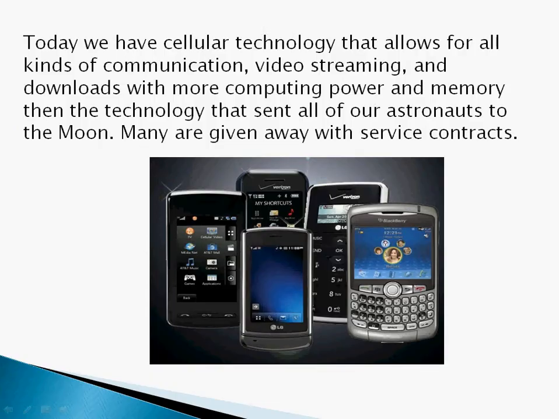Now today we have cellular technology that allows for all kinds of communication, video streaming, and downloads with more computing power and memory than the technology that sent all of our astronauts to the moon. Many are given away with service contracts. The question is, how did that happen? So write down right now your answer on the side. Why do you think that happened?